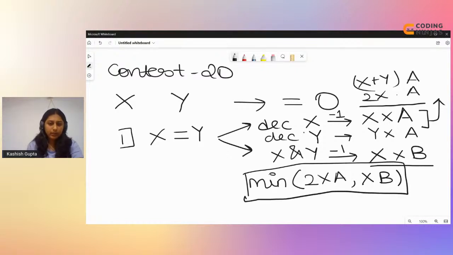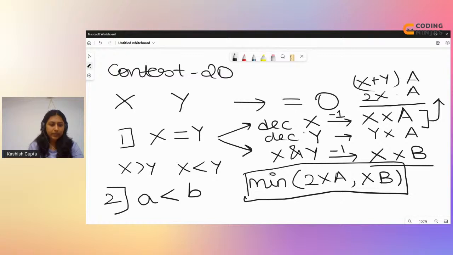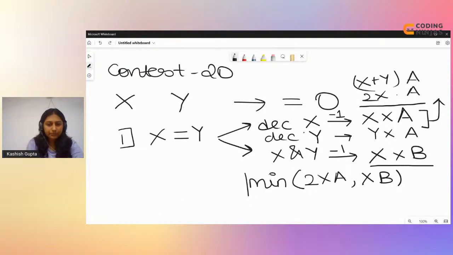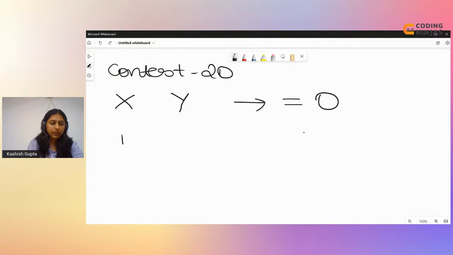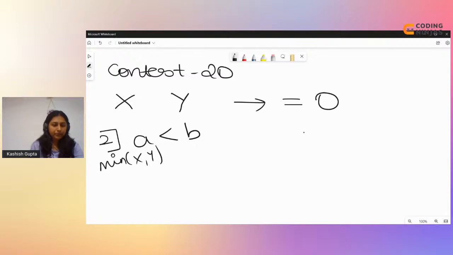Now we can see the second case. So let's say these are not equal, that means either x is greater than y or x is less than y. So let's say a is less than b. A is the smaller of x and y, and b is the greater of x and y.